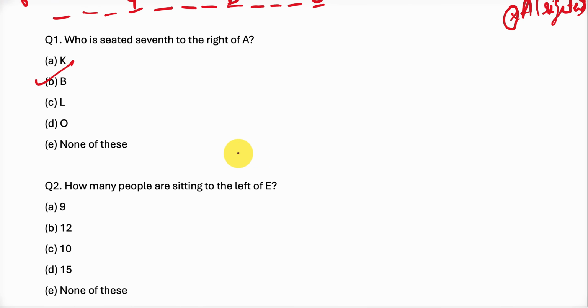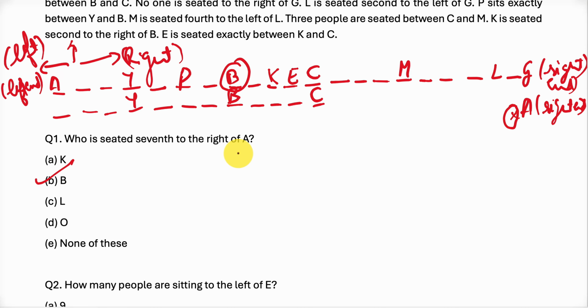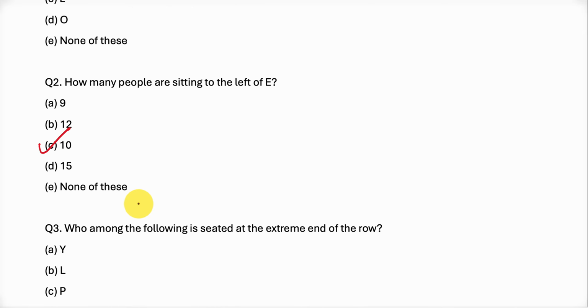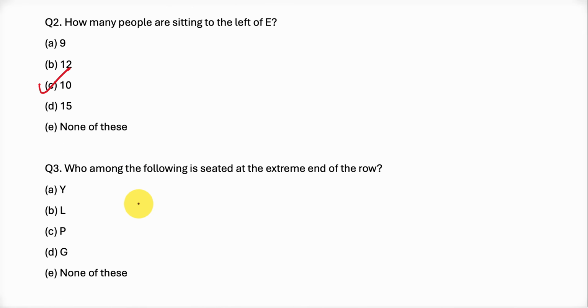Next it says how many people are sitting to the left of E. So clearly there are 10 people who are sitting to the left of E. So therefore, C option is the right answer. Next it says who among the following is sitting at the extreme end of the row. We know that it is A and G who are sitting at the extreme ends of the row. Therefore, D is the right answer.